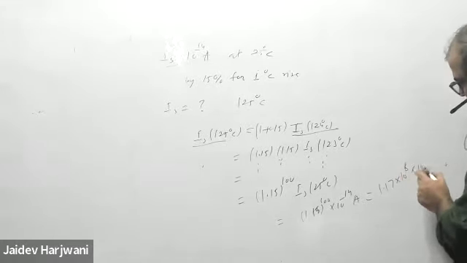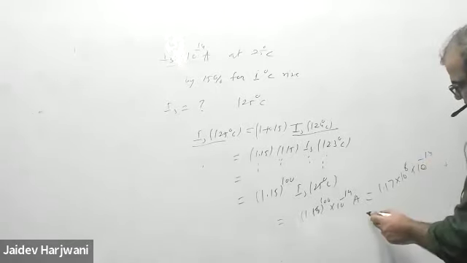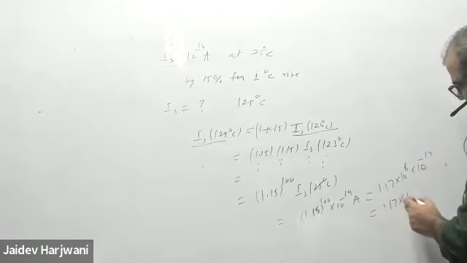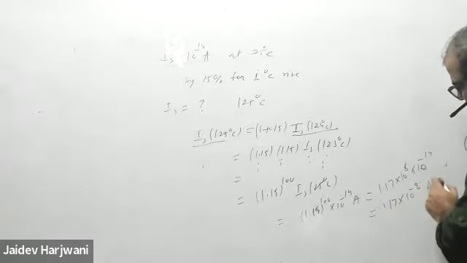And this is 10 to the power minus 14. So how much will come? 1.17 into 10 to the power minus 8 ampere. This is the answer.